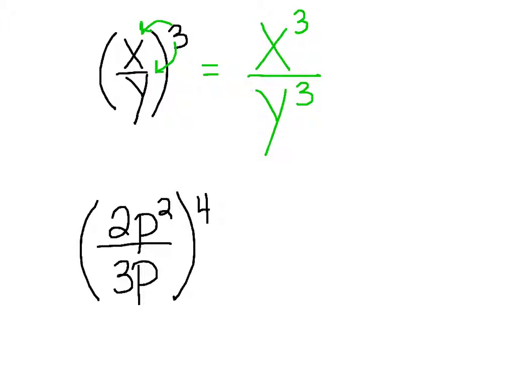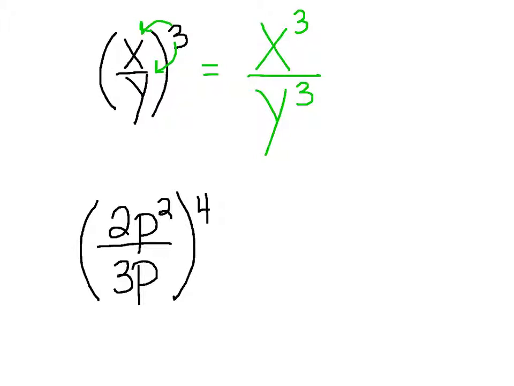Now, this example here, there's 2 things that we could have done. We could have either distributed the power of 4 to each term and then simplified, or notice that we have p squared divided by p. We could simplify first, and I'll show you both ways and show you that you get the same answer. We could have distributed, or let's simplify first.